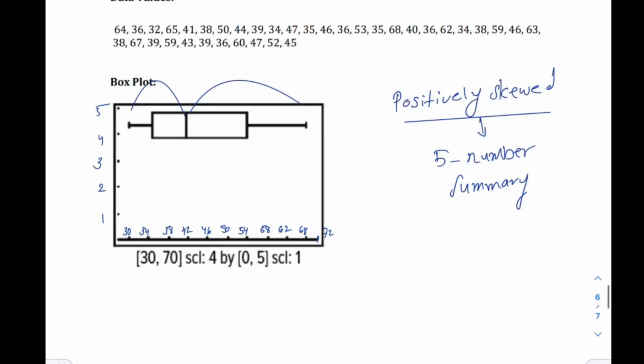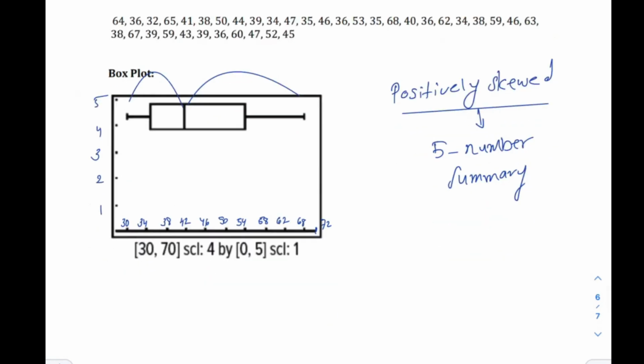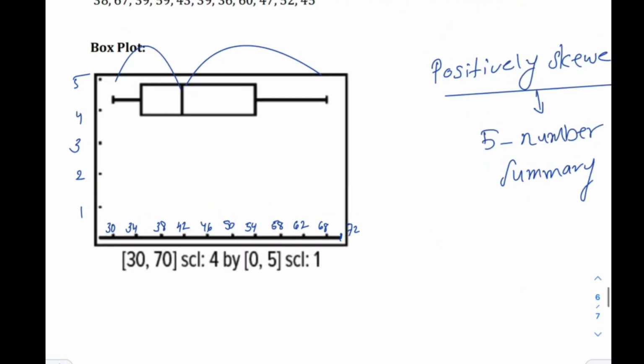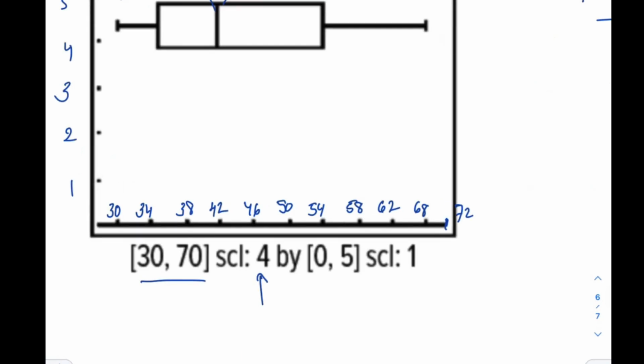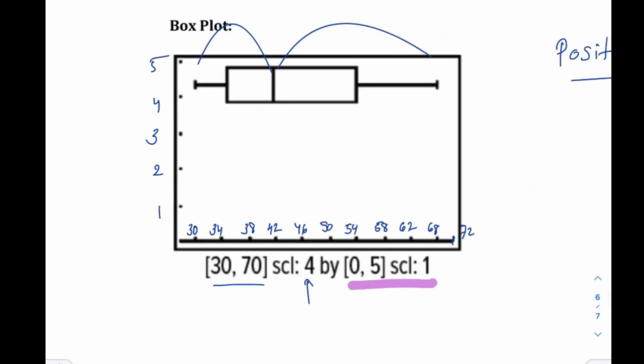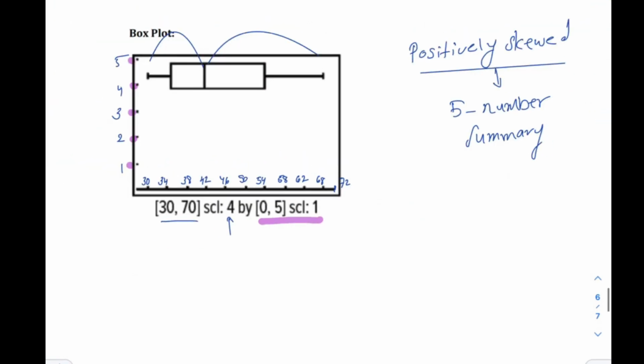Let's try to find these numbers from the box here. The scale used is 30 to 70. The horizontal one is 30 to 70, taking the scale 4. So we can scale it in this way. And the vertical scale is 0 to 5, scale 1. So we can scale it this way.